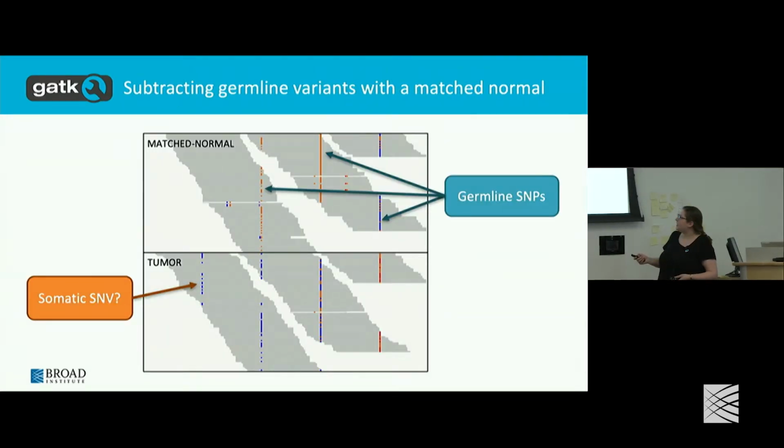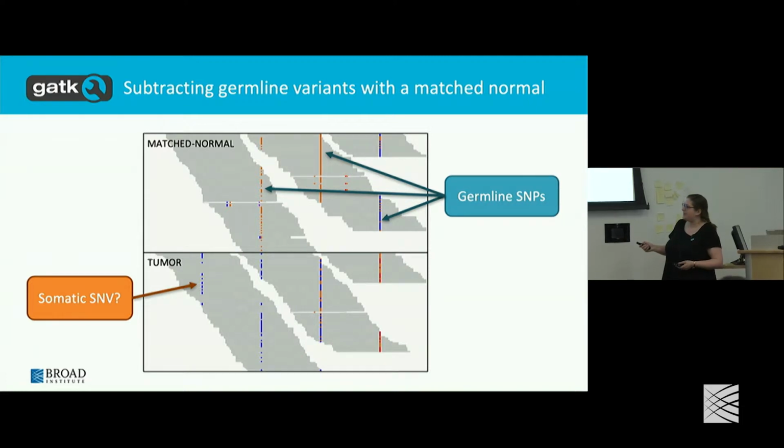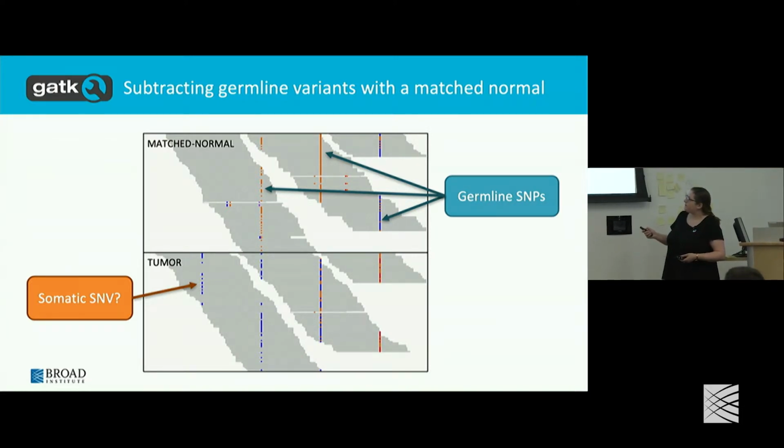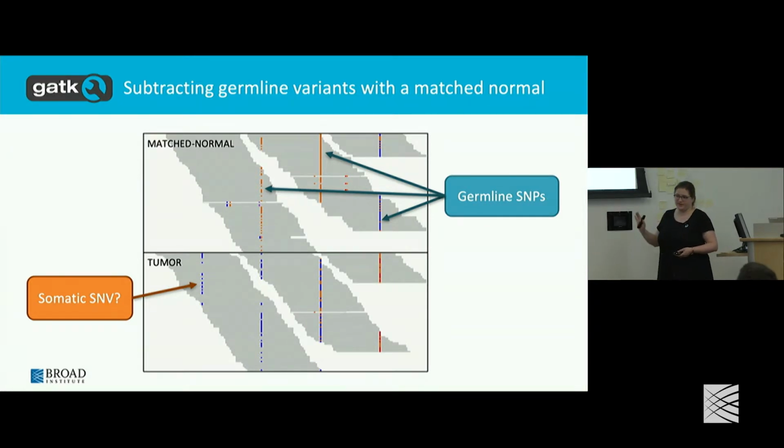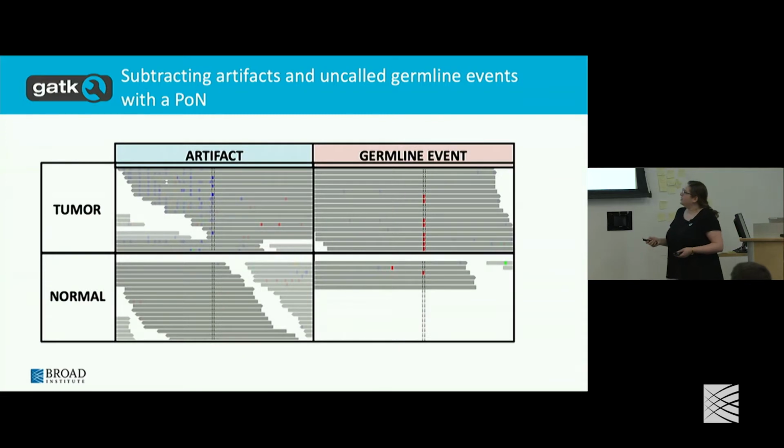So here's an example where you might have a matched normal. And here at this site, we see a bunch of colors, so that means that it's not matching the reference. This is possibly a somatic SNV, because there's nothing here in the matched normal. Whereas at these other sites, there's something going on in the matched normal, so we would probably want to filter those out. But we also could use a panel of normals.